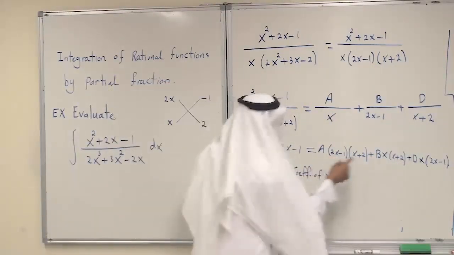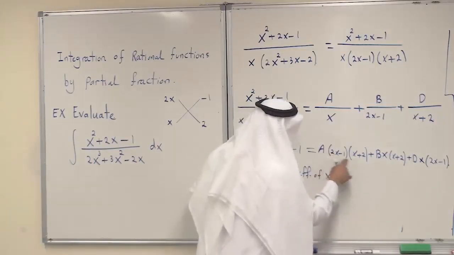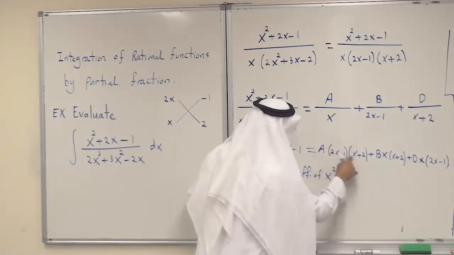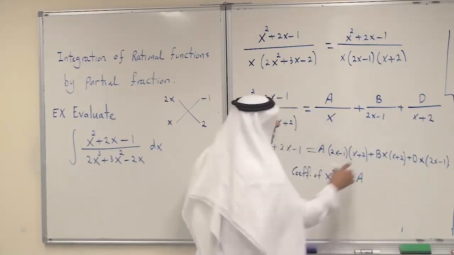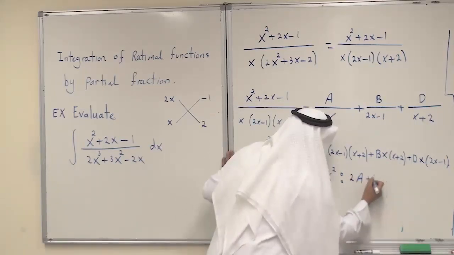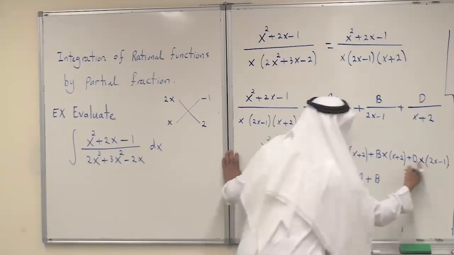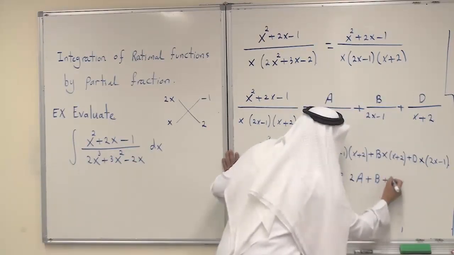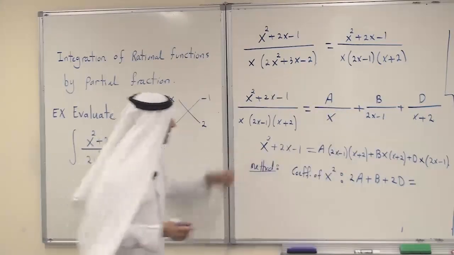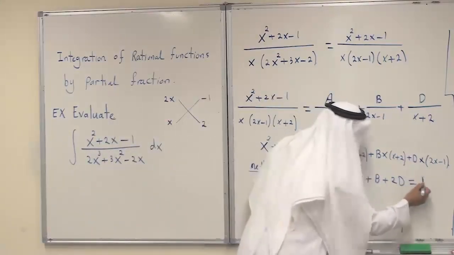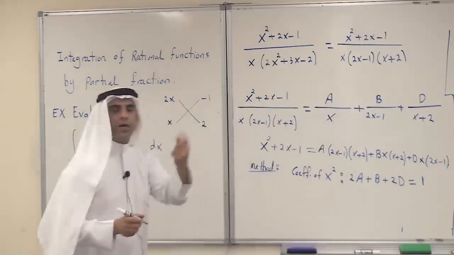The coefficient of x squared, you can see here, 2x times x will give me x squared, so it is 2 times a, that is 2a. Second one, that is plus b. In the last one, we have plus 2d. Now, what is the coefficient of x squared in the left-hand side? It's equal to 1. We get one equation now.